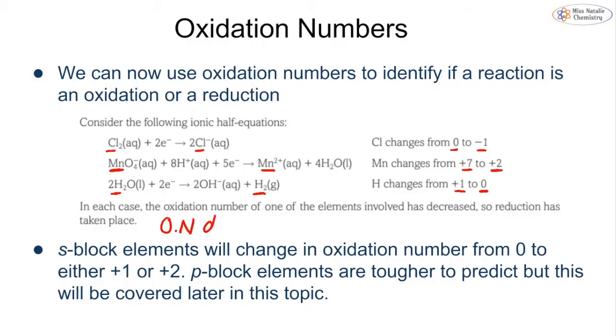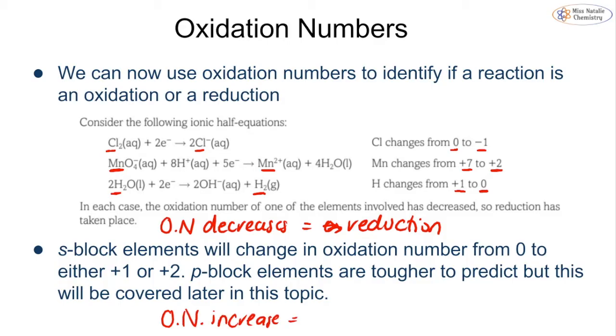So when your oxidation number decreases, you have a reduction reaction. And when your oxidation number increases, you get an oxidation reaction. Now, S block elements will either change from a 0 to a +1 or a +2, as we've seen with sodium or with calcium. P block elements are a bit tougher to predict because they can have varying oxidation numbers, but you will talk more about this in topic 8C when you're looking at the halides.